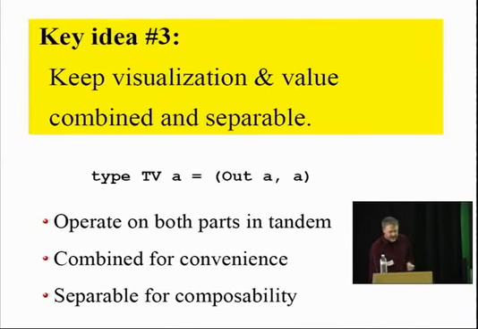And so here's the simplest possible way I can imagine saying that. So a TV, a tangible value, is simply a pair of what I call an output. Okay? So this is Haskell code. This means it's defining a type called TV, but it's not really a type.